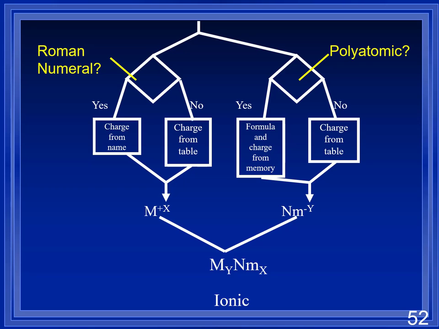Are we okay with that? So those are the two decisions we had to make last night when you're taking names and turning them into formulas. Once you get the charges, then you do the crisscross, and the Y ends up next to M, and the X ends up next to NM. That's our crisscross. See how that's a summary of yesterday?